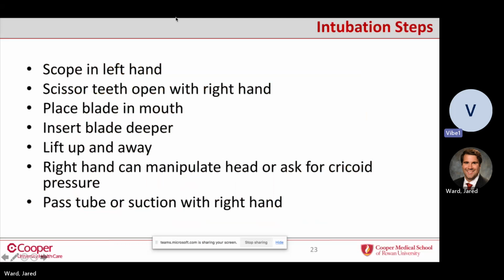So the steps are that you gotta place the scope in your left hand, right? Scope goes in your left hand. You scissor the teeth open. You place it into their mouth. If you're using a Mac blade or a Miller blade, you start on the left side, the patient's right side of their mouth, and you move it over to your left because you got to move the tongue up and out of the way. You go in slow, you put your hand on the occiput, you lift it up, and then you're going to get your view. You're going to ask for the tube, or you're going to have somebody hold the head, and then you're going to ask for the tube.